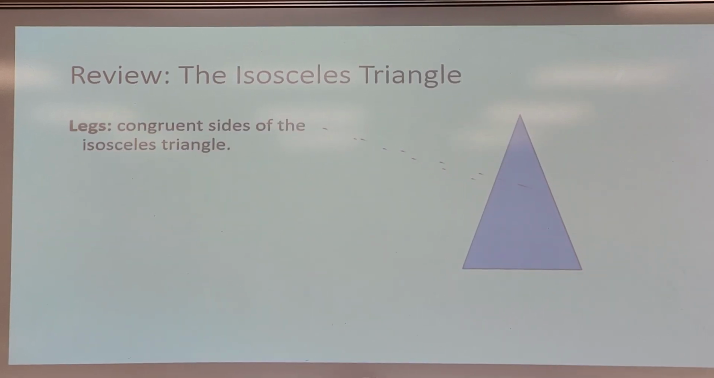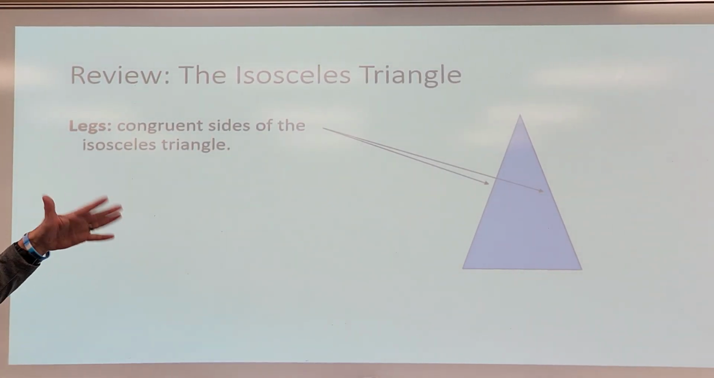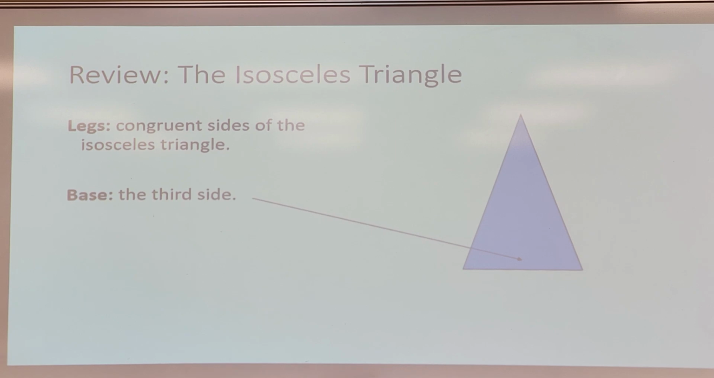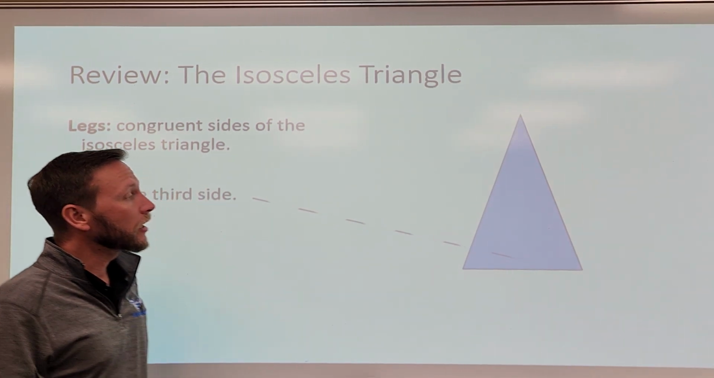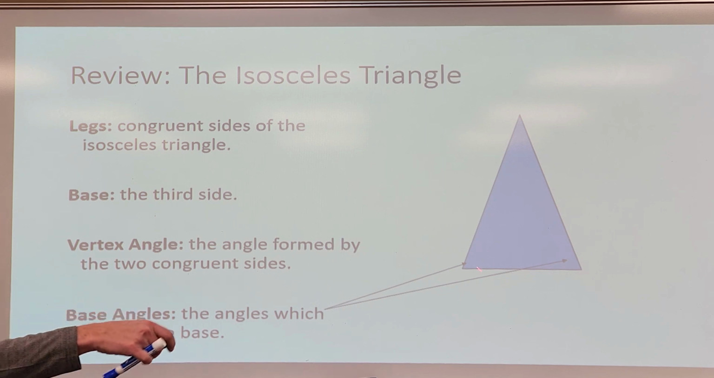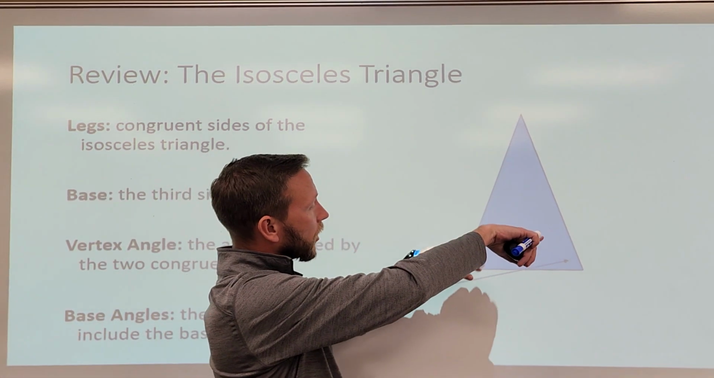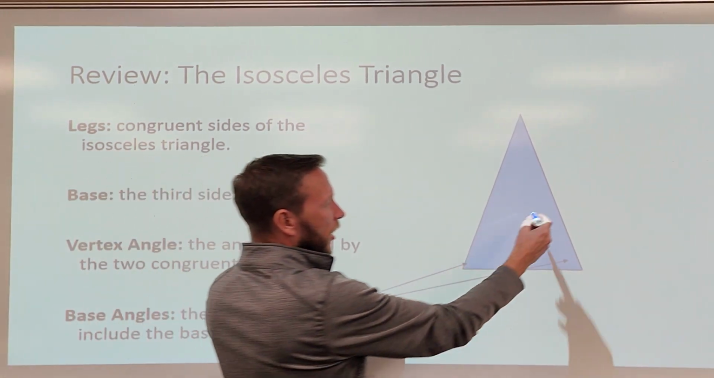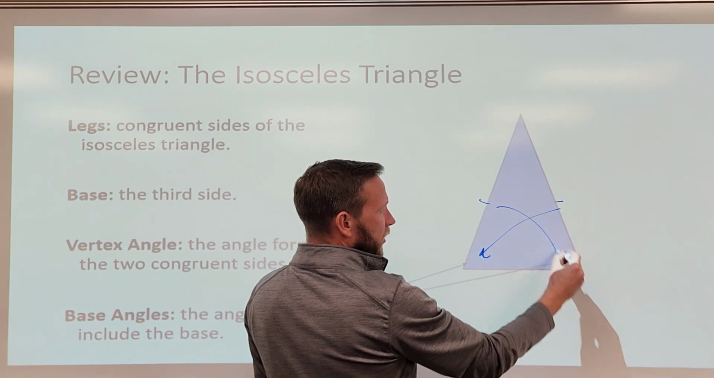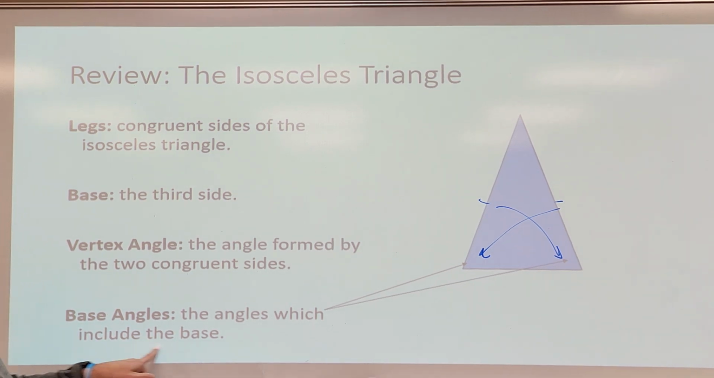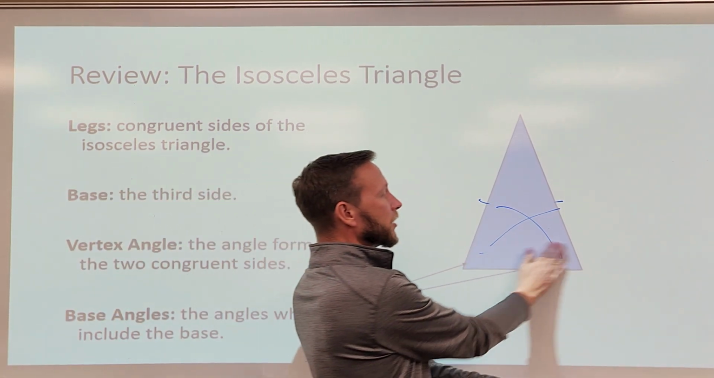An isosceles triangle is a triangle where the legs are the congruent sides, and we have a base that is not necessarily congruent to the other sides. We also have the vertex angle, which is between the congruent legs, and the base angles, which are opposite from the congruent sides. When I say opposite from the congruent sides, what we mean is, if these sides are congruent, then these are the base angles. They're opposite from those congruent sides. Another way to say that is that those base angles include the base.